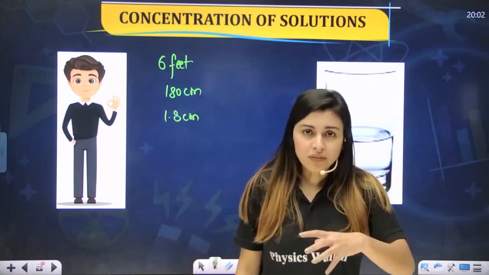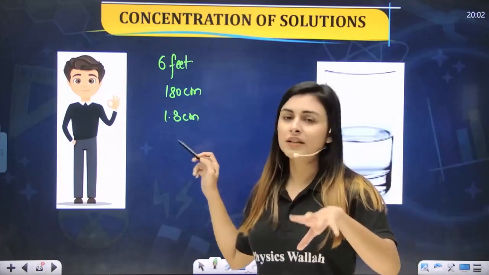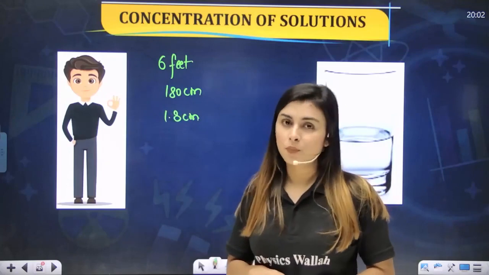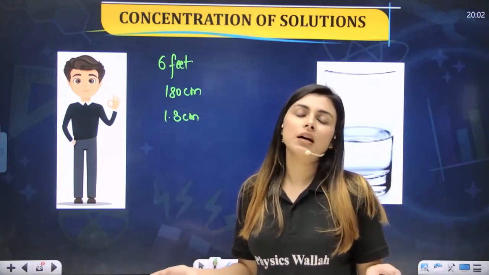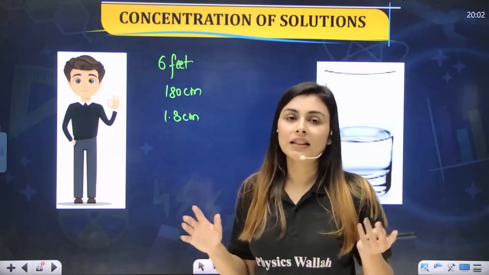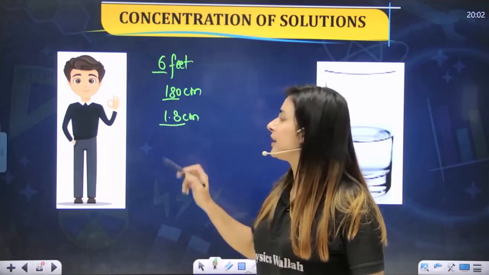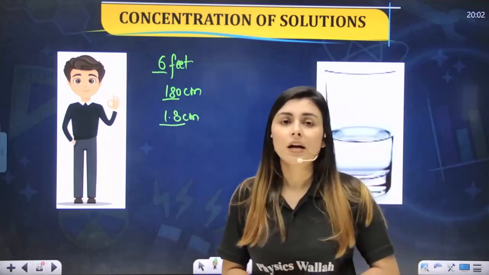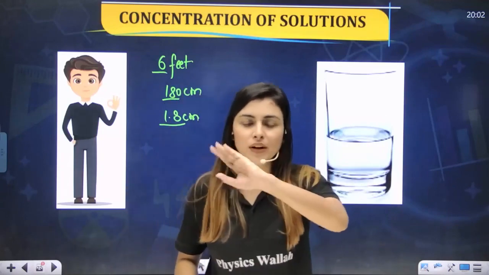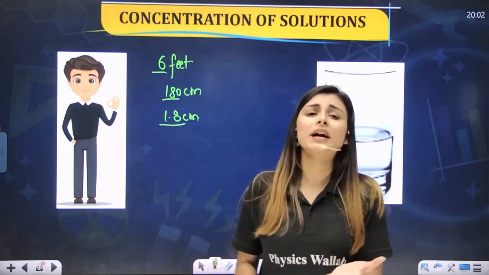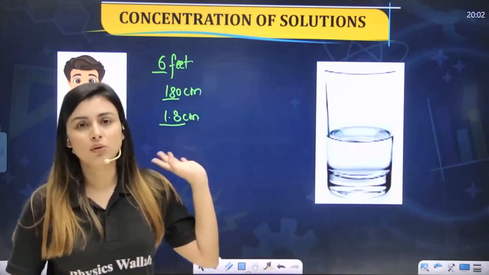So if I am telling his height in different units, is his height changing? No, ma'am. He is the same person. You are just measuring his height in different units, and that is the reason you are getting different values. Here I'm getting 6, here I'm getting 180, here I'm getting 1.8. But has the person's height changed? No. It is same. So, my dear students, concentration terms are exactly like the height calculations.